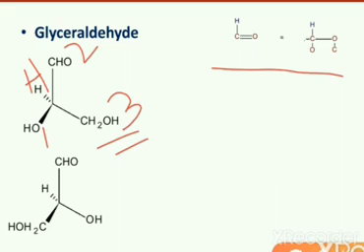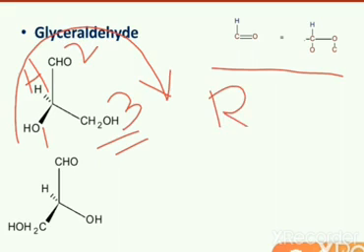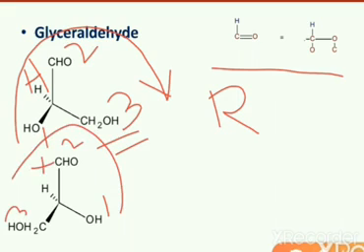Here we kept the least priority away from us, and now we'll see the arrangement of other priorities. 1, 2 and 3 are arranged in clockwise, and it will be designated as R configuration. At the bottom I have given an example, the mirror image of this one, so that 1, 2, 3 we count it anticlockwise, so it becomes S.